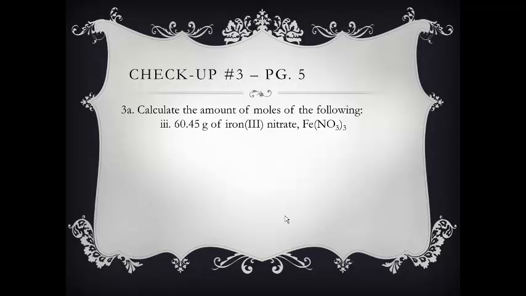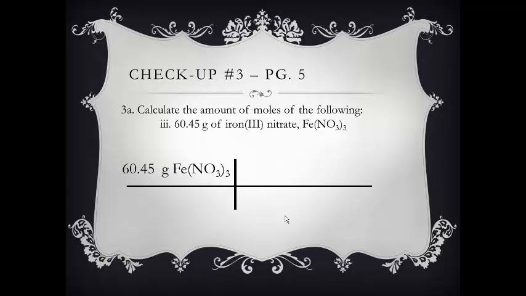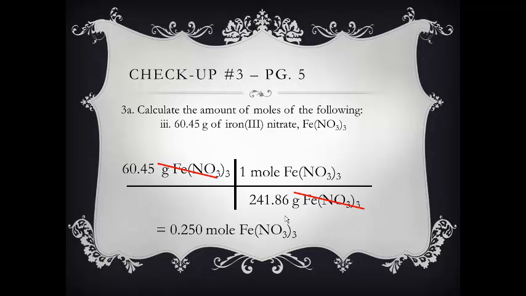All right, now we're dealing with an ionic compound, iron(III) nitrate, and you have 60.45 grams of it. So you're given, still top left-hand corner, then molar mass. You gotta look up iron, you gotta look up nitrogen multiplied by 3, and you gotta look up oxygen multiplied by 9, because that 3 gets distributed to both atoms. And you get 241.86, and that's 1 mole. Grams cancel out, and do a division: you get 0.250 moles of iron(III) nitrate.